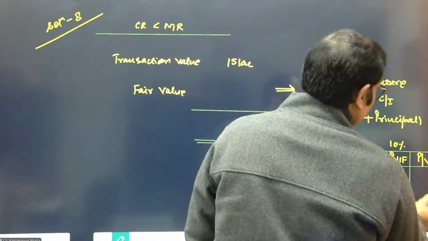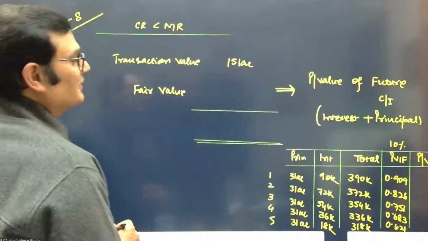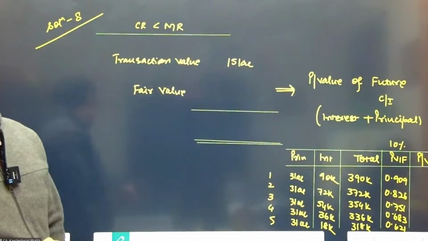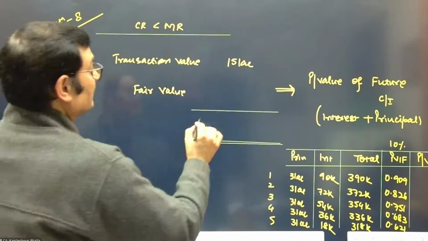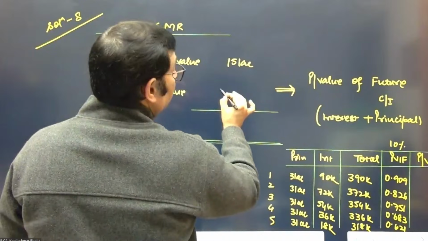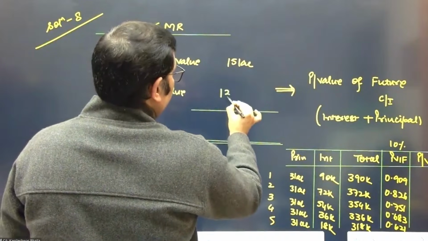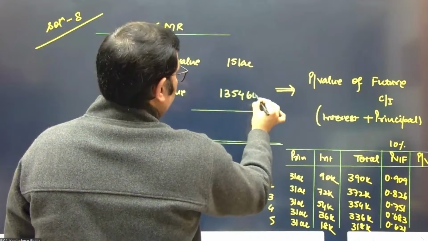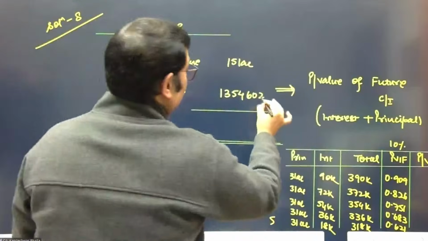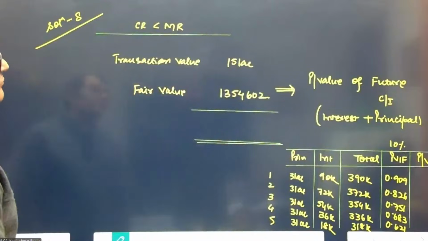So what is the present value we will get? Sorry, can you come again, beta? So the total answer is 13,54,602. Okay, that's wonderful indeed. Quite fast. So the fair value comes to 13,54,602.